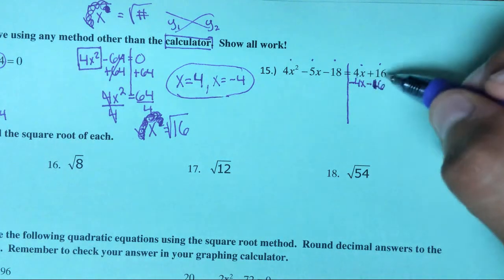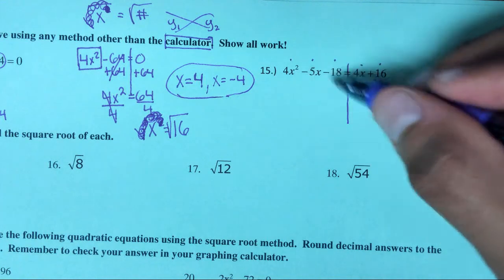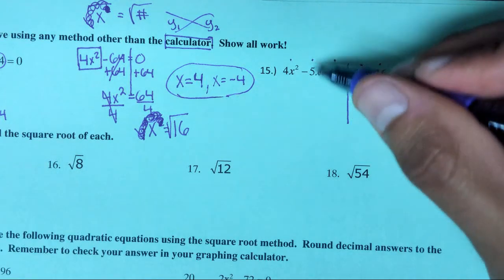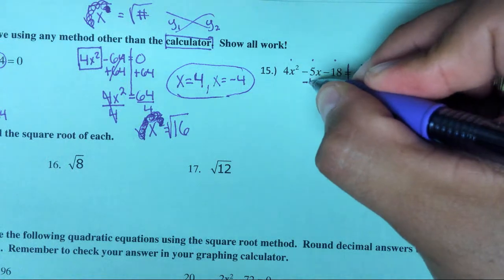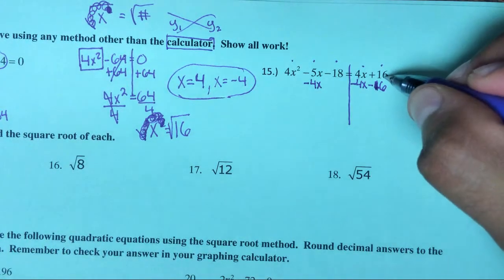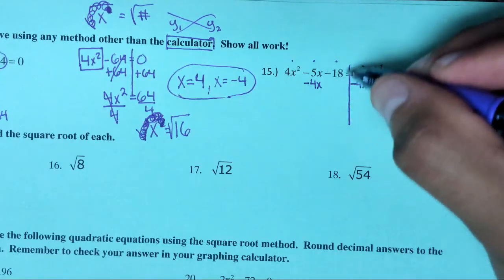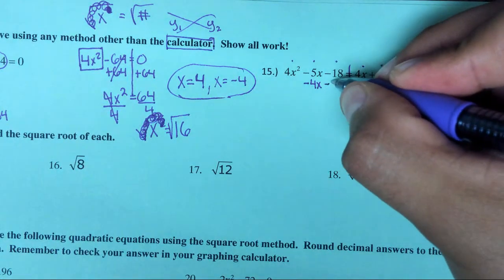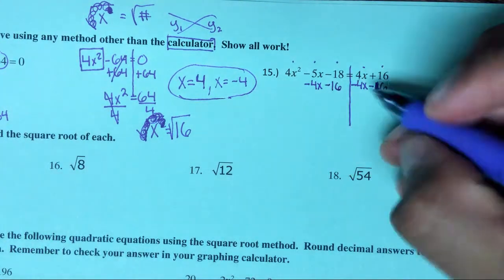Okay, and then whenever I move these, I just have to make sure that they also line up in the correct spot over here. So here the x's should line up with the x's. So I'm going to say minus 4x there. And then minus 16 should line up with the other number, which in this case is minus 18. So I just line them up. I just put them where they go.